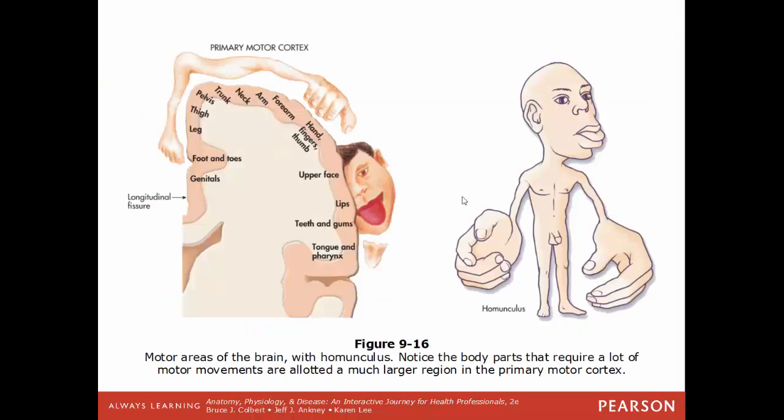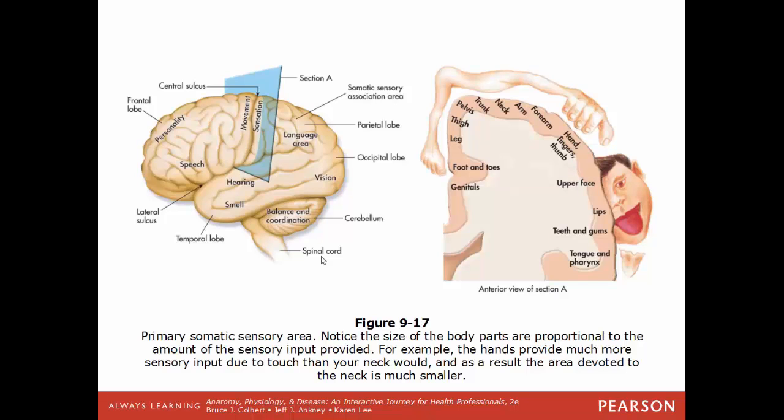In this image, we have the motor areas of the brain with the homunculus. For this image, the parts of the body that are larger require more motor movements. So that's why the hands are really, really large in comparison to the other parts of the body. And here you have the connection between what part exactly of the cortex corresponds to what part of the body. And here we have the primary somatic sensory area. Again, this corresponds to what part of the body is being controlled and what corresponding section of the cortex will be found. It also will give you a general view of what that area of the brain is in control of.